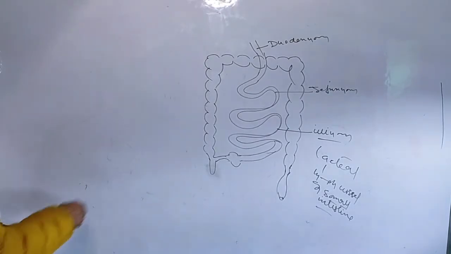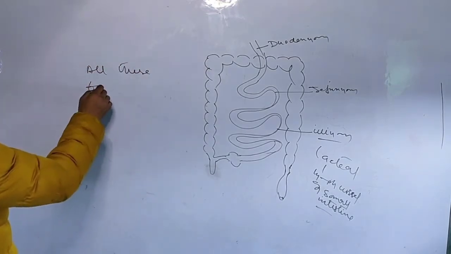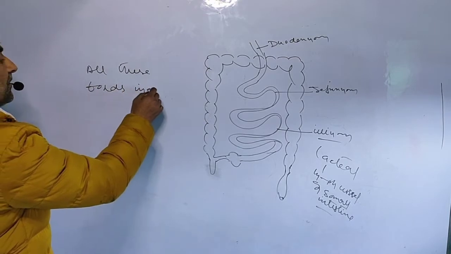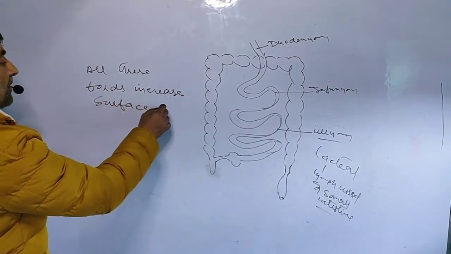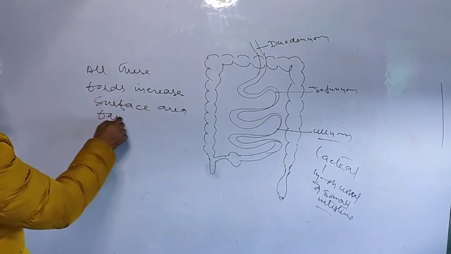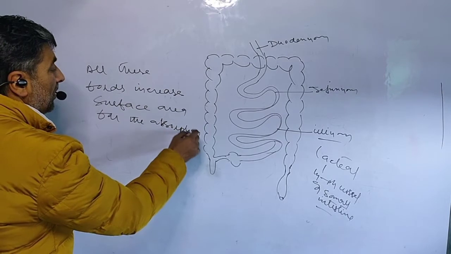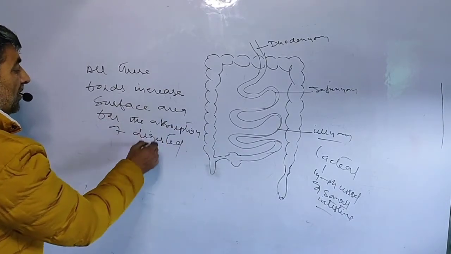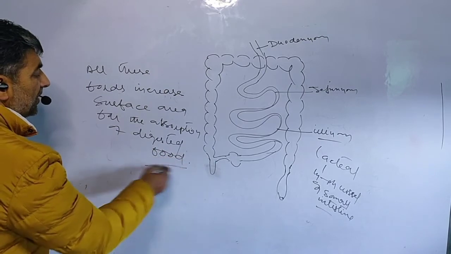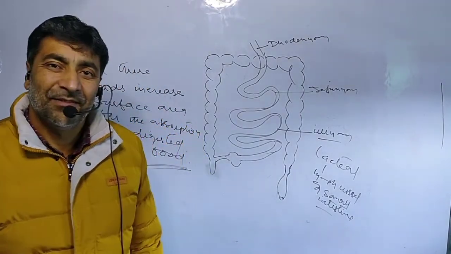Try to remember it. All these folds increase surface area for the absorption of digested food.